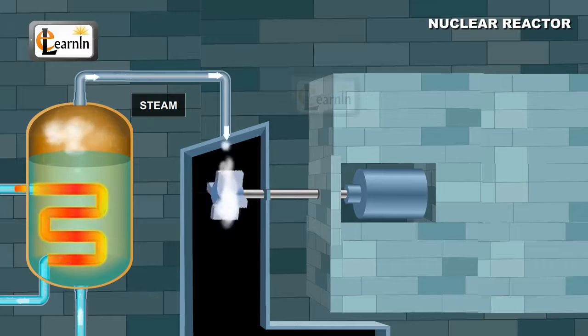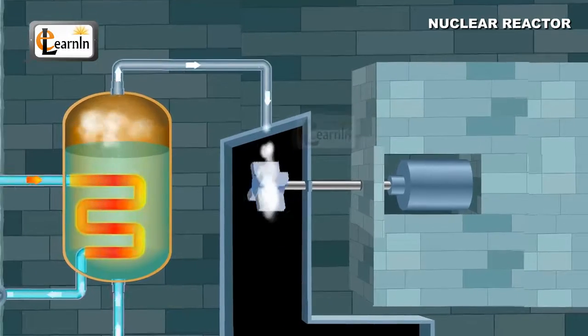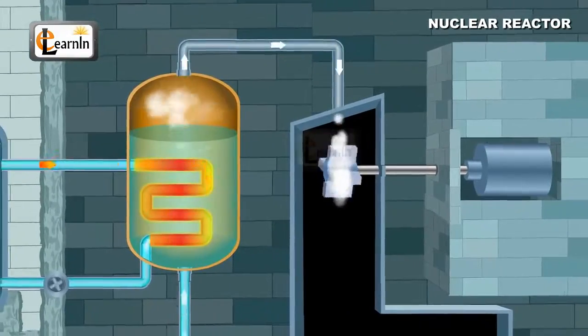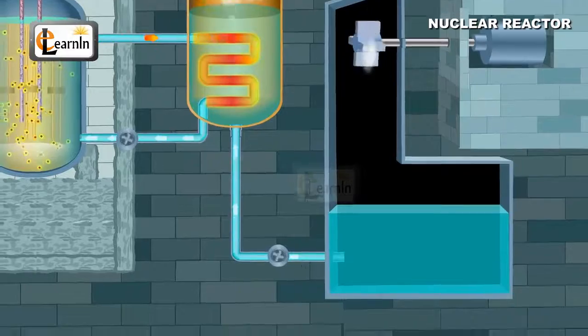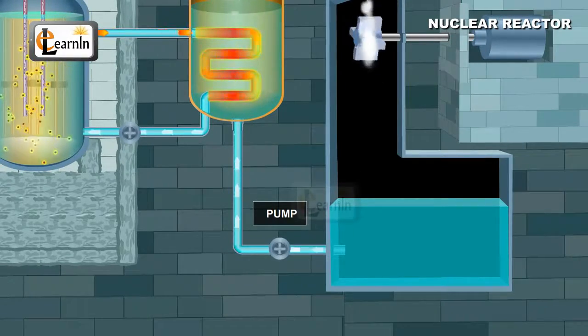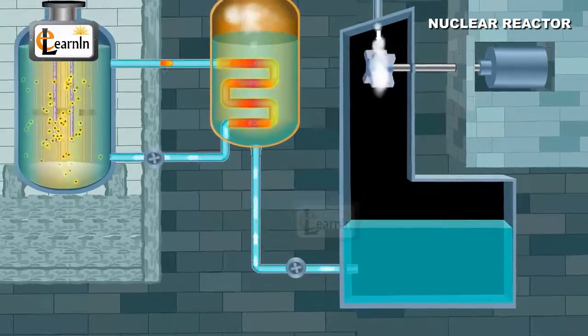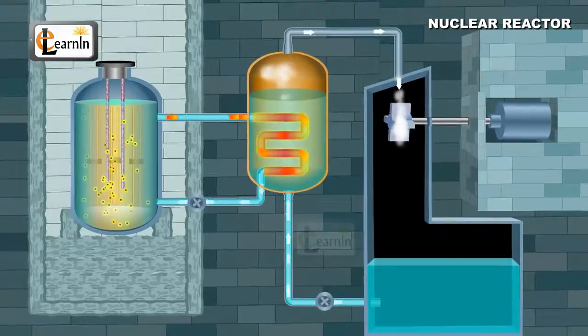and changes to steam, which is in turn used to turn the turbines. So, huge heat energy gets converted into electrical energy. Water is continuously flown in and out of the nuclear reactor using the pump. So, a nuclear reactor successfully generates nuclear energy from fission reactions.